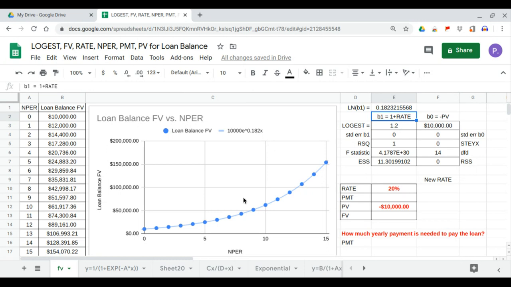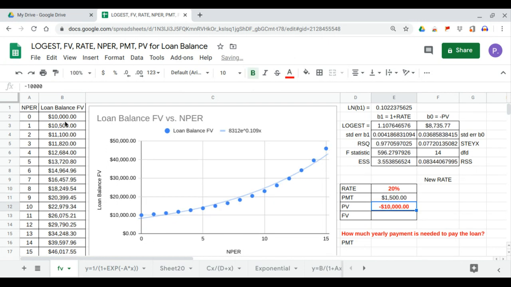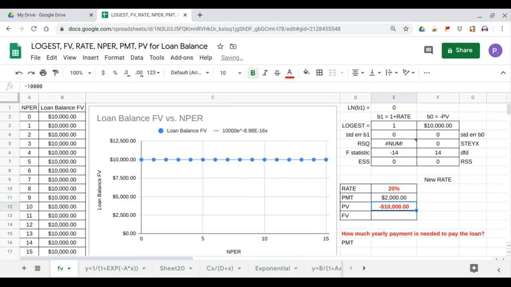Now, if I want to make payments of $1,500, the loan balance would be 46,000 on the 15th year. If I make a $2,000 yearly payment, the loan balance will remain 10,000. That's because the interest rate is 20% times 10,000. So it's a 2,000 yearly payment.